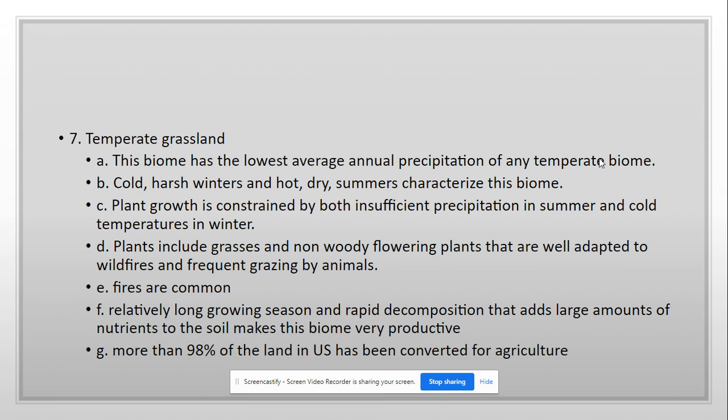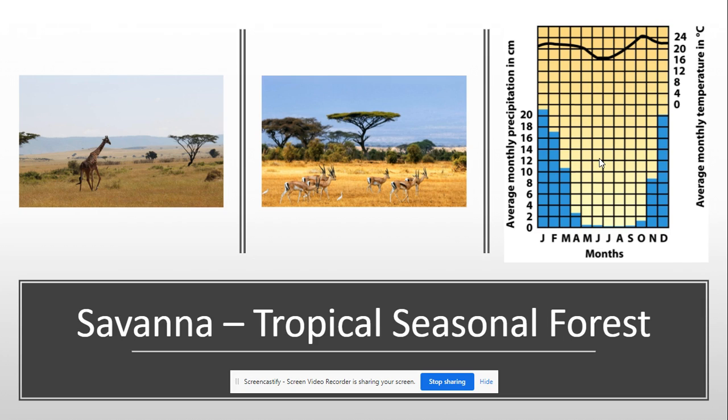Remember that temperate refers to experiencing seasons. They have very cold, harsh winters and hot, dry summers, and the plant growth is constrained by insufficient precipitation that we find in the summertime and cold temperatures in winter. The plants include things like grasses or non-woody flowering plants. So you don't really find too many tree or forest type ecosystems in a temperate grassland.